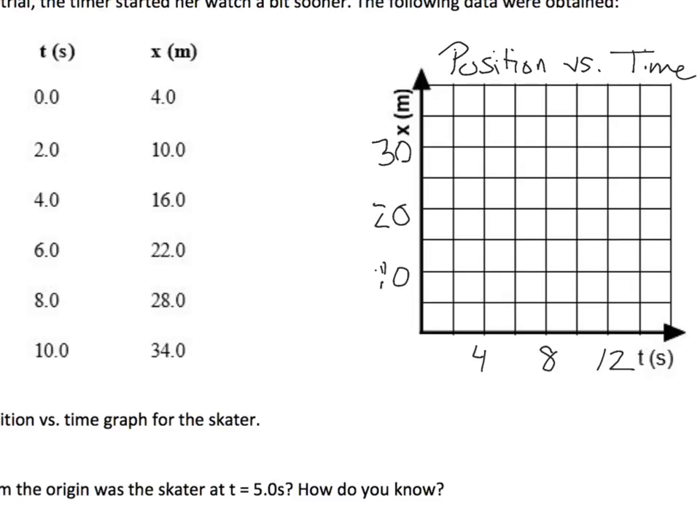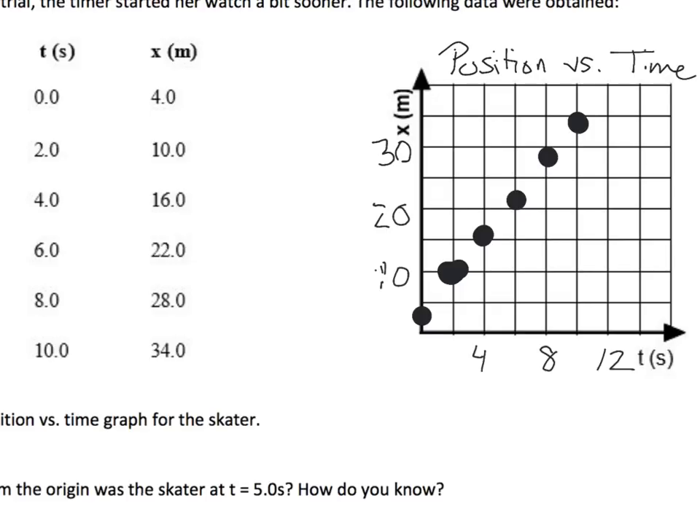So now we're ready to drop some dots on there, so I'll get my nice big pen mark here. At time equal to 0, we are now at, right there, 4 meters. At 2 seconds, we're up to, missed it, 10. At 4 seconds, there we go, we are at 16. 6 seconds, we're up to 22. 8 seconds, we are up to 28. And 10 seconds, we are at 34.